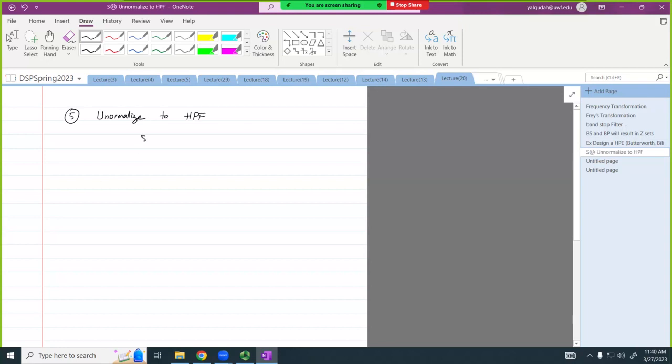So therefore, we're going to have to take S and replace it with 14,530 divided by S. So therefore, H of S is going to equal 1 over 14,530 divided by S cubed plus 2 multiplied by 14,530 divided by S squared plus 2 multiplied by 14,530 divided by S plus 1.